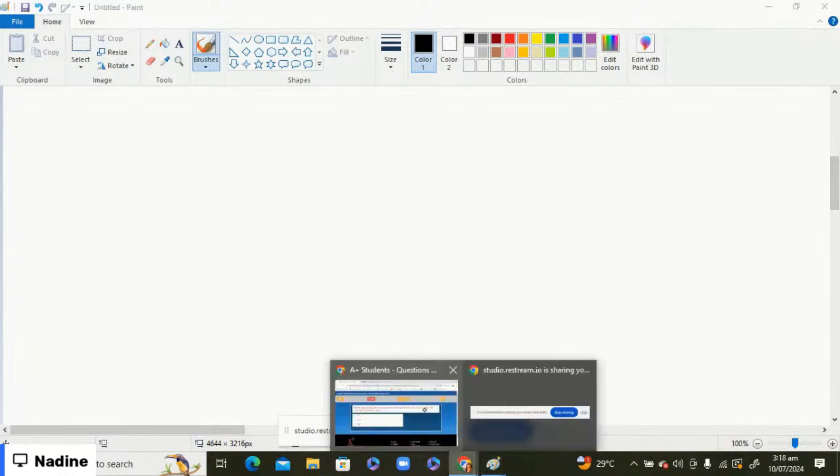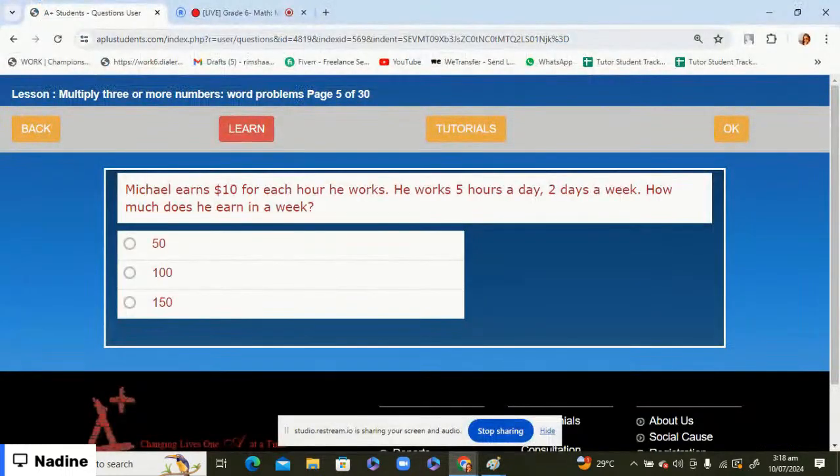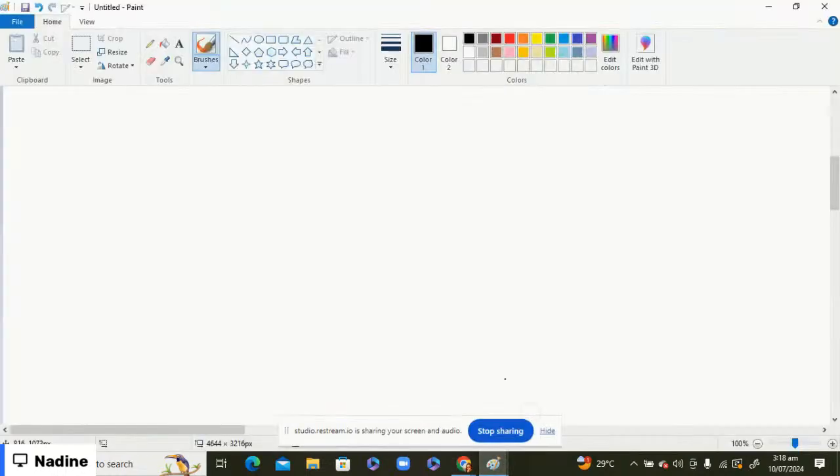Okay, so now you guys tell me the answer. Michael earns $10 for each hour he works. He works 5 hours a day, 2 days a week, and how much does he earn in a week? So you just basically multiply all these numbers with each other. Here is $10, then 5 hours, and how many days? That is 2 days. So let's multiply 10 with 5 with 2. Okay, and then we check it out.